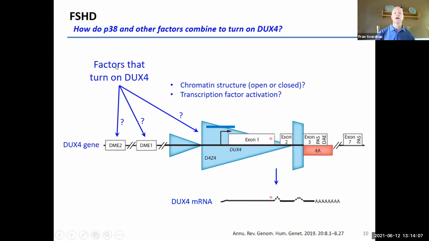So P38 is turning on one factor, which then turns on DUX4. And P38 also is known to fine-tune the chromatin structure around genes to enable their expression. That's an ongoing area of research, and hopefully we will identify new drug targets that way.